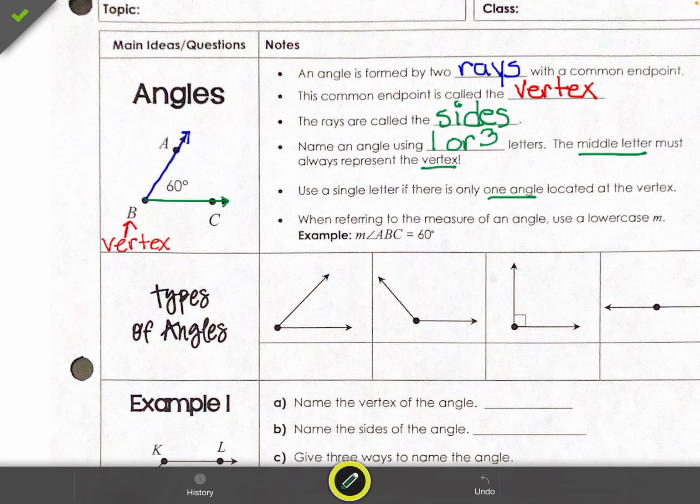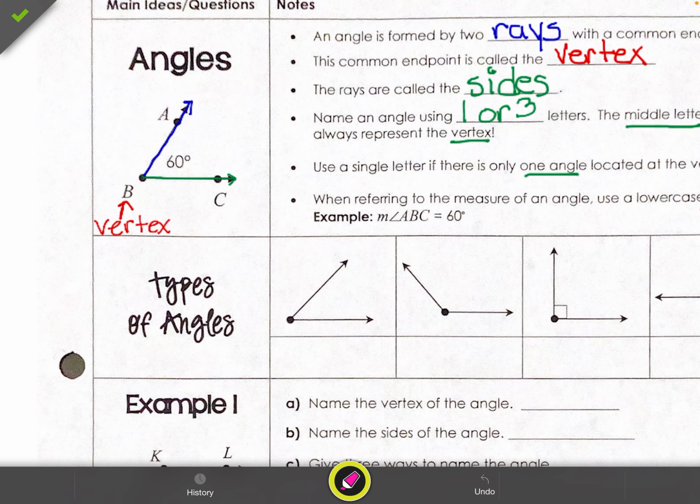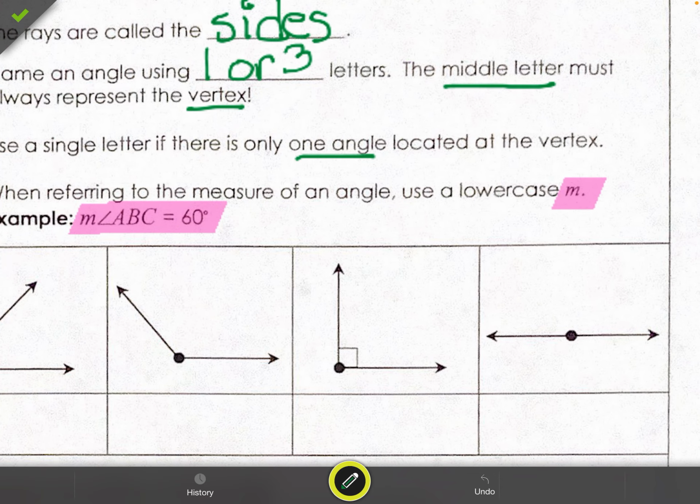And then the last little piece of information, when you refer to the measure of an angle, you use the lowercase m. So if you look right here, you're going to use a lowercase m. In other words, if I wanted to say how much this angle measures, we would say, see the lowercase m right there? The measure of angle ABC is equal to 60 degrees. Because remember, angles are measured in degrees. You might want to make a note of that.